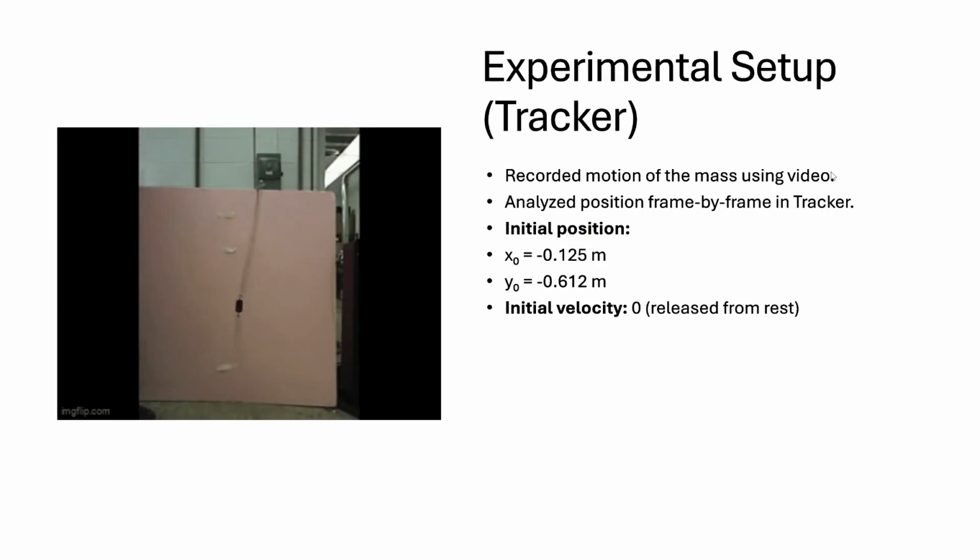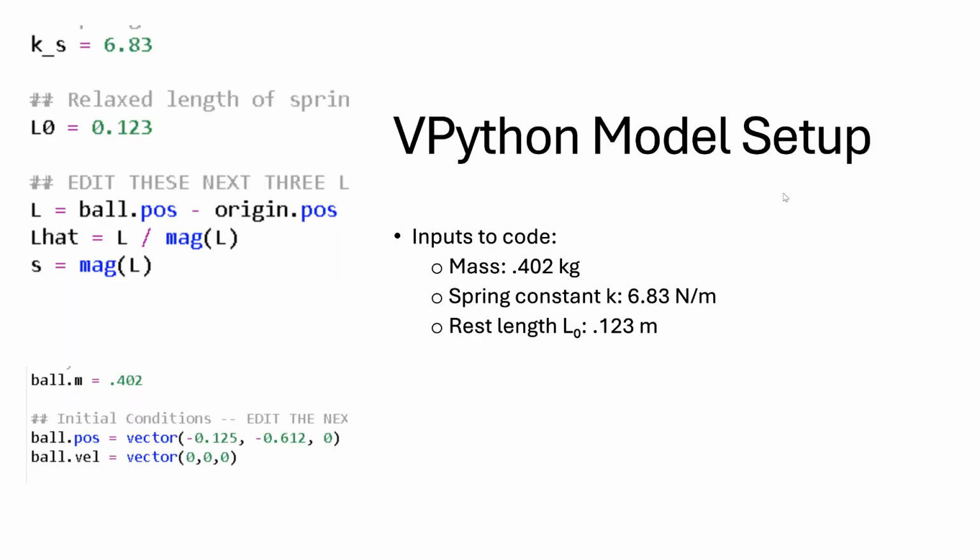To analyze the real motion, I recorded a video and imported it into Tracker. I marked the mass frame by frame. The initial position was about negative 0.12 meters in the x and negative 0.612 meters in the y. The mass started from rest, and I exported this motion as a CSV file to use in my model.